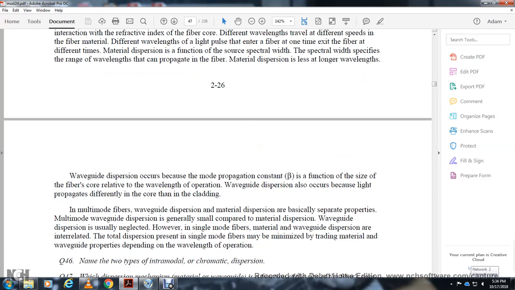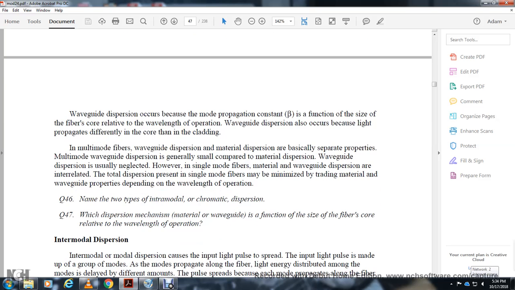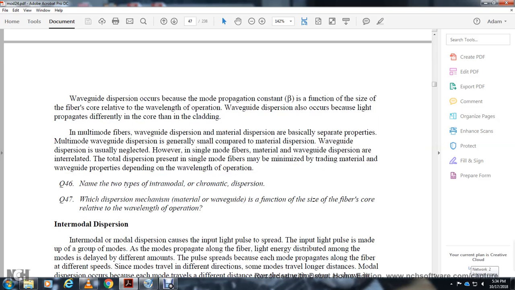Waveguide dispersion occurs because of the propagation constant, a function of the size of the fiber core relative to the wavelength of operation. Waveguide dispersion also occurs because light propagates differently in the core and the cladding. In multimode fibers, waveguide dispersion is generally small compared with material dispersion and is usually neglected. However, in single mode fibers, material and waveguide dispersion are interrelated. Total dispersion in single mode fibers may be minimized by balancing material and waveguide properties depending on the wavelength of operation.